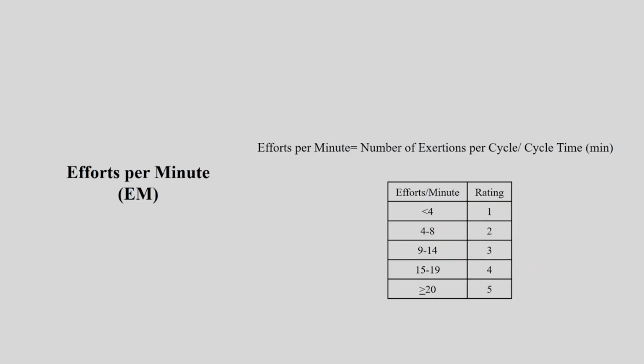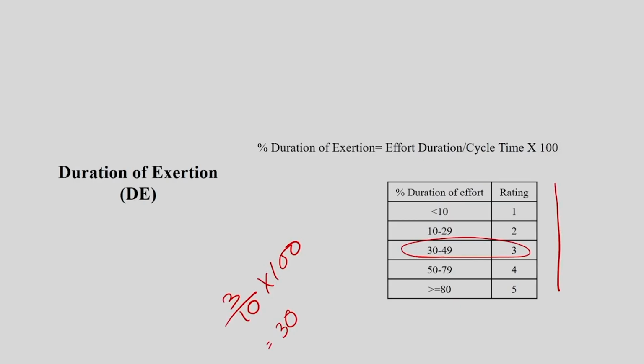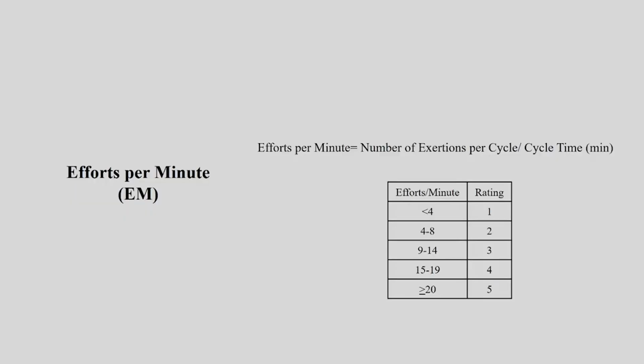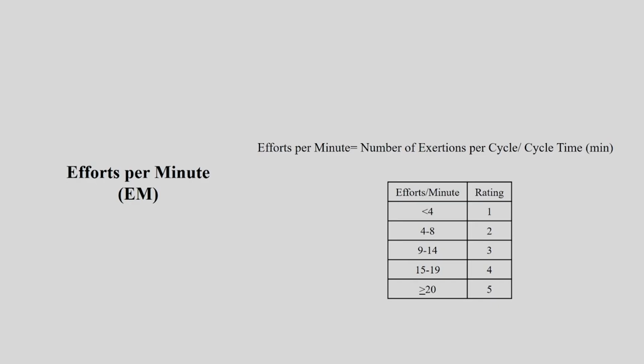The third element is efforts per minute. The earlier element was for that particular effort, how long you are taking in the whole cycle. Now, we are going to calculate how many times in a minute we are producing or doing that particular effort. Okay. So, efforts per minute is equal to number of exertions per cycle divided by cycle time. Everything you need to calculate per minute. So, if the number of efforts per minute is less than 4, then rating is 1; 4 to 8, rating is 2; 9 to 14, rating is 3; 15 to 19, rating is 4; 20 or more, rating is 5. Very clear? So, till now we have completed 3 elements.